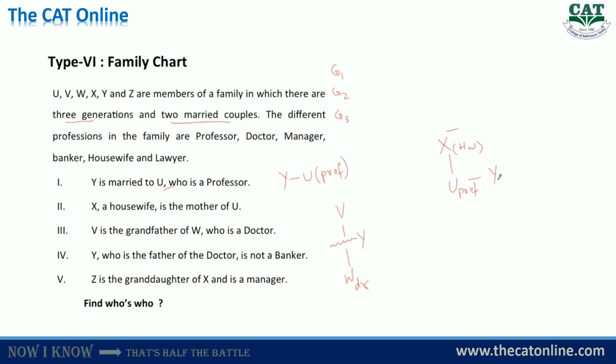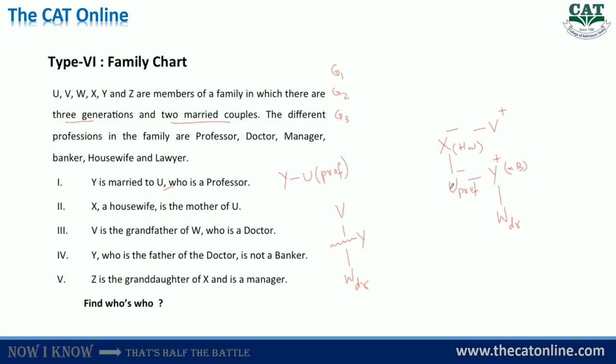Y, and this is also common. Y is not a banker. So Y is not a banker, and Y is the father of the doctor. So father, this is mother, and this will be W, who is a doctor. And we also know V is grandfather of W. So if W is in generation 3, then his grandfather would be V over here.